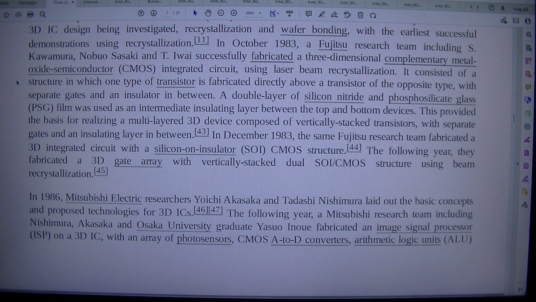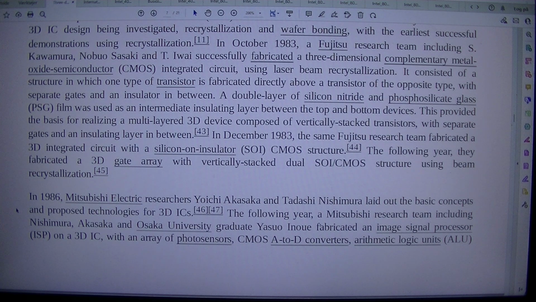A double layer of silicon nitride and phosphosilicate glass, PSG, film was used as an intermediate insulating layer between the top and bottom devices. This provided a basis for realizing a multilayered 3D device composed of vertically stacked transistors, with separate gates and an insulating layer in between. In December 1983, the same Fujitsu research team fabricated a 3D integrated circuit with a silicon-on-insulator, SOI, CMOS structure. The following year, they fabricated a 3D gate array with vertically stacked dual SOI/CMOS structure using beam recrystallization.